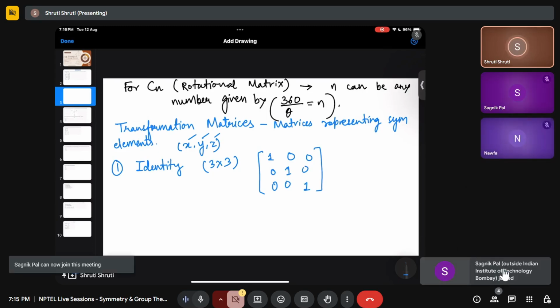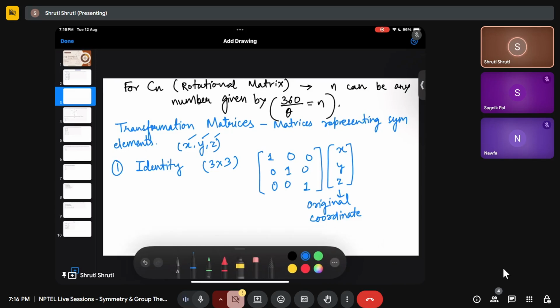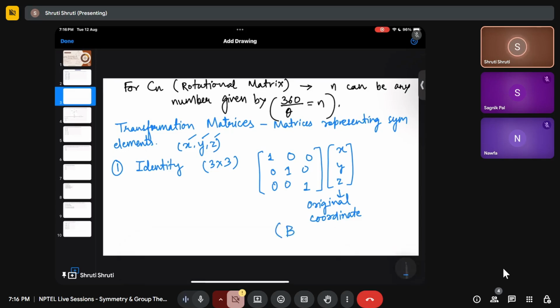Then you need to transform xyz. So this will represent the original coordinate xyz. Whose coordinate is this? This can be the coordinate of an atom, or it can represent orbitals, anything. This original coordinate is called the basis.